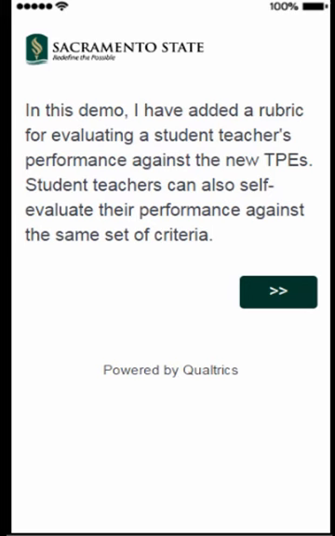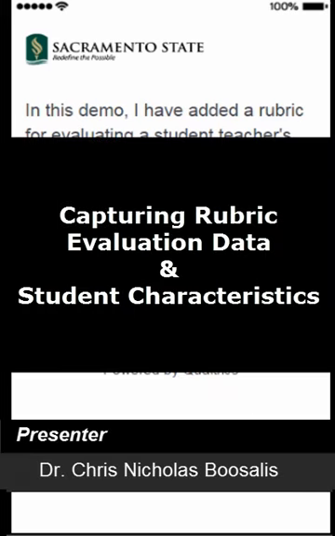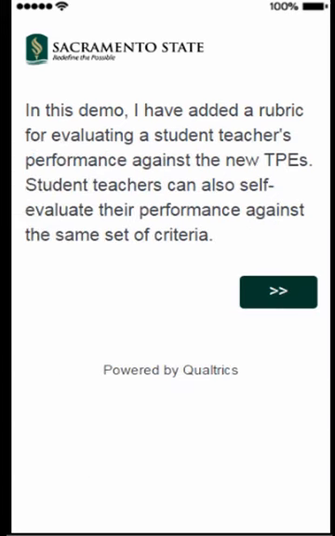So in this demo, I want to show you a rubric that I've added that can be used for students to rate themselves against the teaching performance expectations and their elements, and where university supervisors or cooperating teachers could do the same. I've also added a sheet that allows students to indicate whether or not they're receiving TEACH grants, they're Noyce scholars, and several other things for the purpose of data disaggregation.